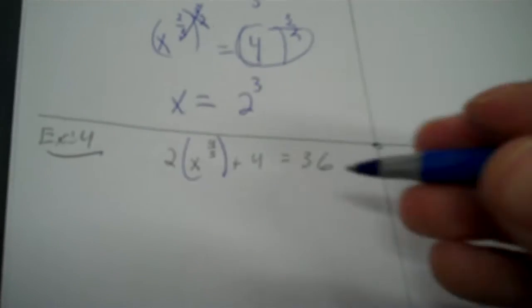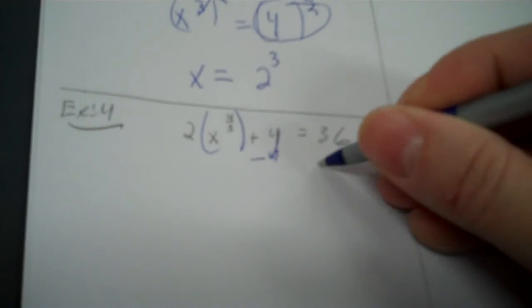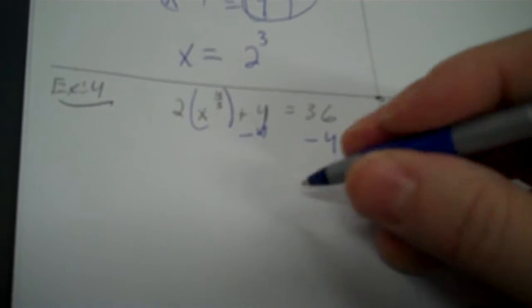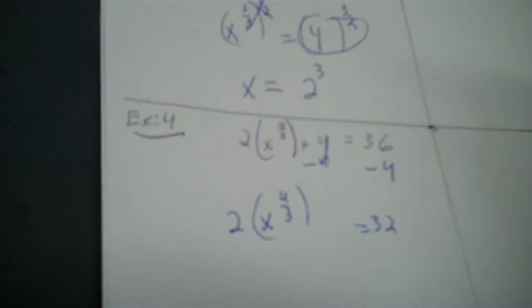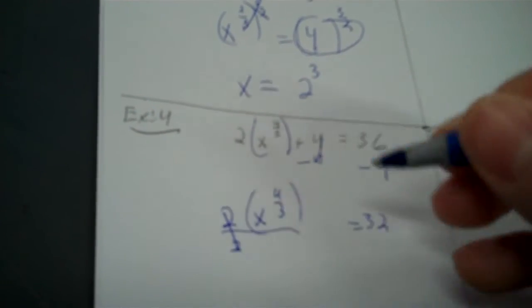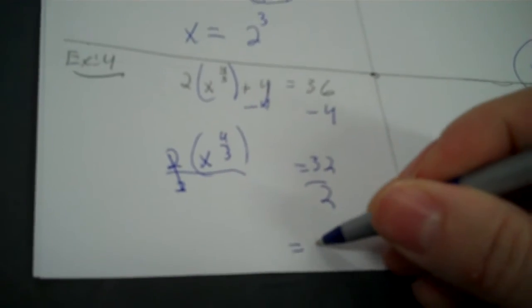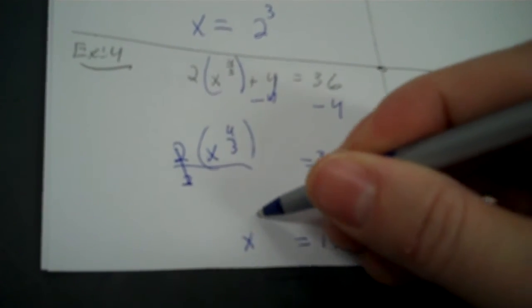Okay, example 4. First you've got a minus 4, and that's going to take you to 32. Then we have to divide by our 2, which takes us to x to the 4/3.